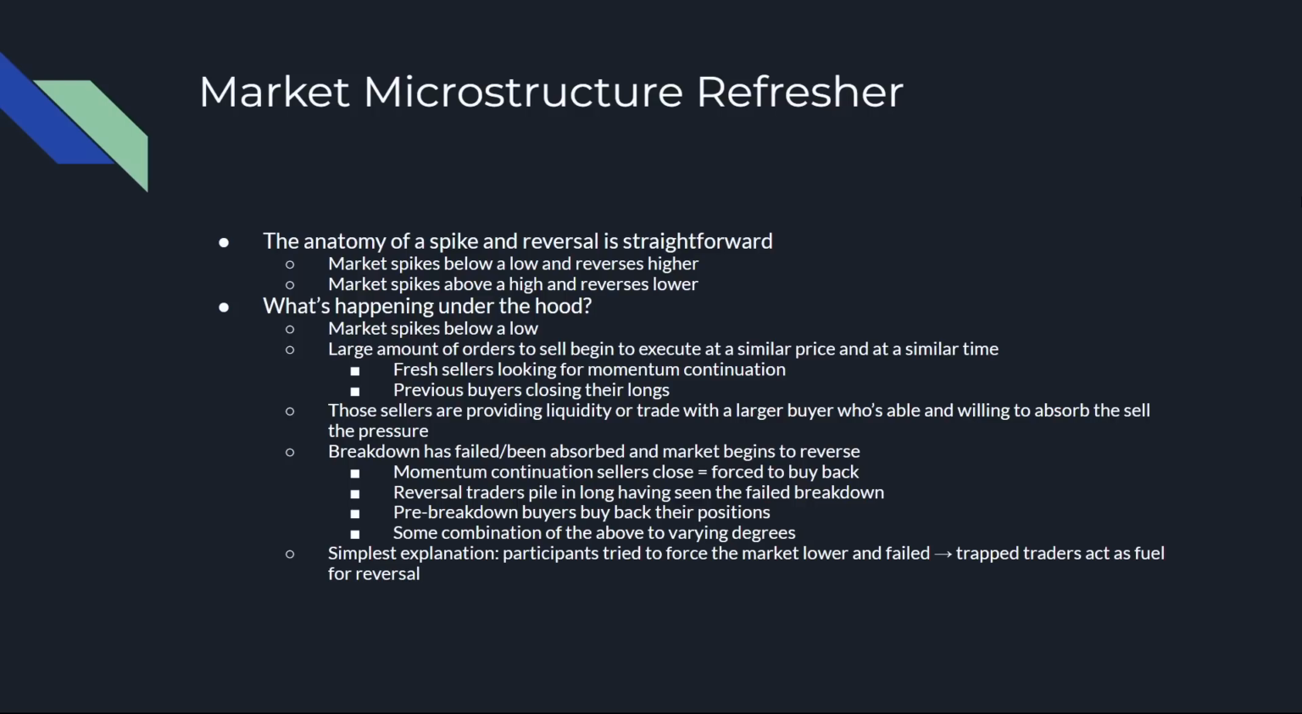So if there's a lot of selling in the same area at the same time, there has to be a sort of large buyer to stop the price from skipping that price and moving much lower. So someone's on the other side of it by definition. A buyer who's able and willing to absorb the sell pressure.